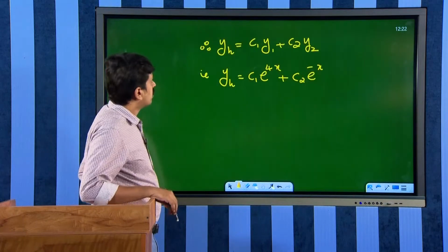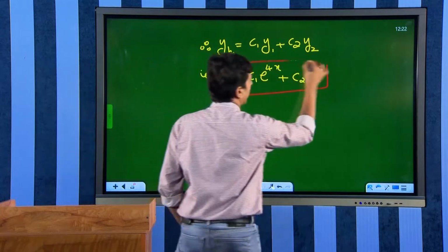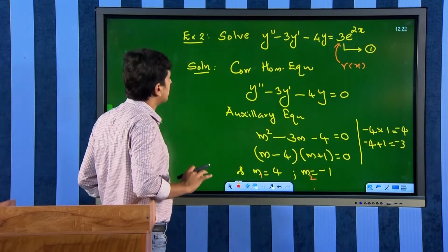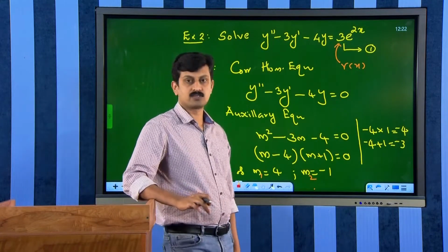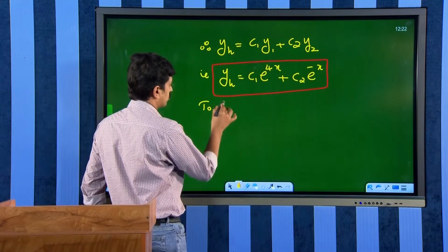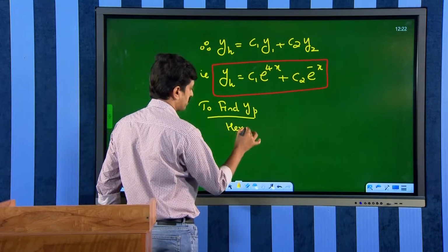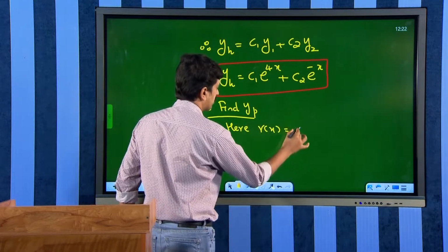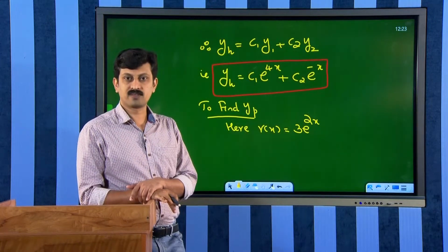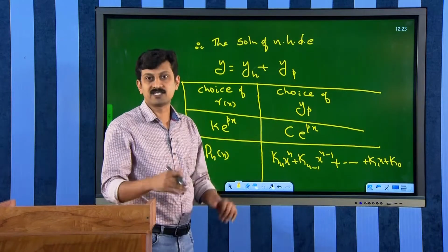Okay, fine. So, dear students, this is our yh and we found our yh, and we have to find the yp. Here we have given 3 e raised to 2x. So to find yp, here r of x is equal to 3 e raised to 2x. So k e raised to px is the form.